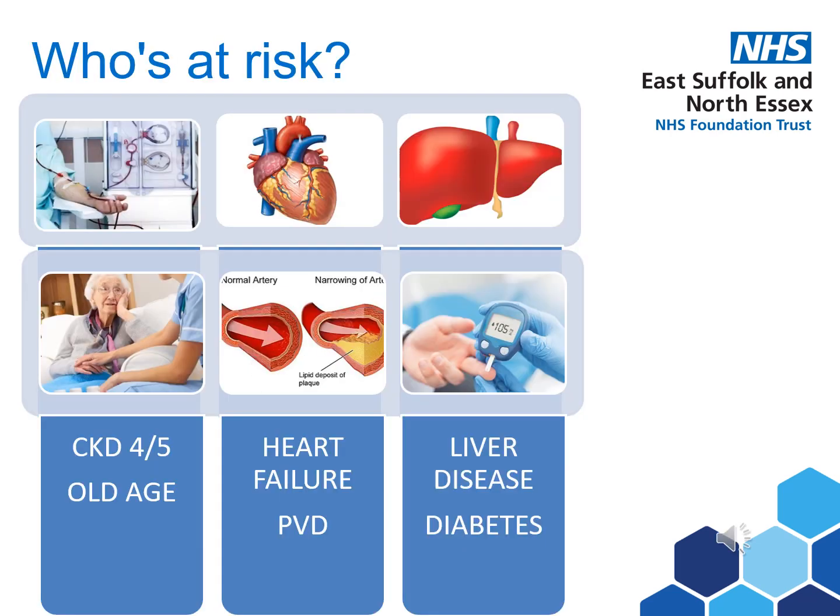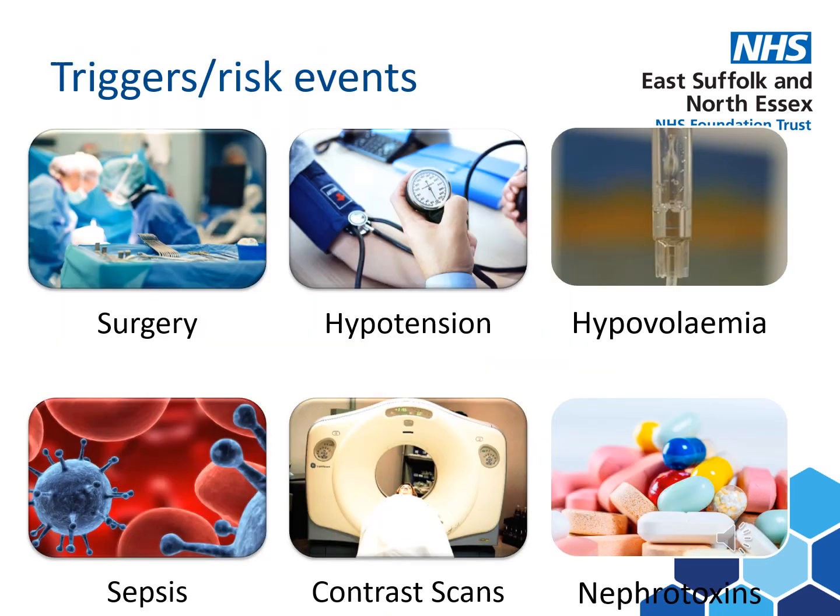So which of our patients are more at risk of developing an AKI? So everyone can, but those more at risk are those that are of an older age, those with CKD 4 or 5, diabetes, heart failure, liver disease, peripheral vascular disease, or any cognitive impairment. So these people should be closely monitored for their serum creatinine levels and their urine output. Also, certain risk events could trigger an AKI. Anybody that's having surgery, anyone who is suffering from hypotension, hypovolemia, sepsis, having a contrast scan, or taking nephrotoxic drugs.